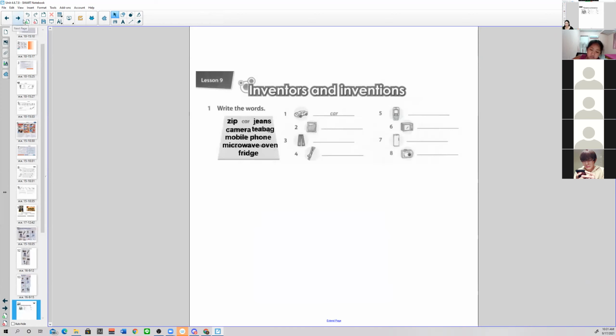Okay, now let's go to your activity book and write down the inventor and inventions. Activity book on page 40. Okay, page 40.